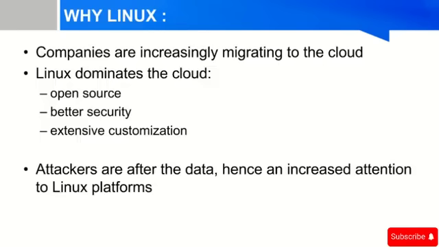Now, over the past couple of years, there has been a tremendous spike in malware targeting Linux platforms, and the major reason for that is that companies are increasingly migrating to the cloud. When you get to the cloud, it is Linux that dominates, with about 90% of the cloud running on Linux. There are a few reasons for that, and we have some of them right here. Linux is open source, it has better security, and it allows for extensive customization. Attackers are after data, and so, as you might have already guessed, they are going to adjust their tactics and techniques to suit Linux platforms, hence the increase in malware targeting Linux platforms.